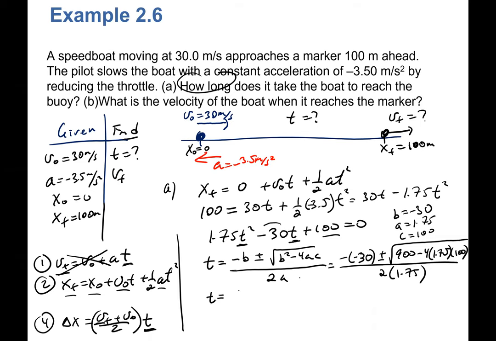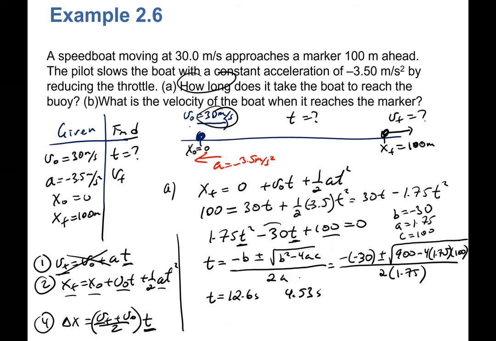t is equal to 12.6 seconds and 4.53 seconds, which generally happens very rarely. Usually one of the numbers is negative, and since time can never be negative, you just ignore that and take the one that is positive. But here you have two numbers that are not negative. The question is, which one is the correct one? Only one of them in this case is correct, and this is where you kind of improvise and figure out what's going on.